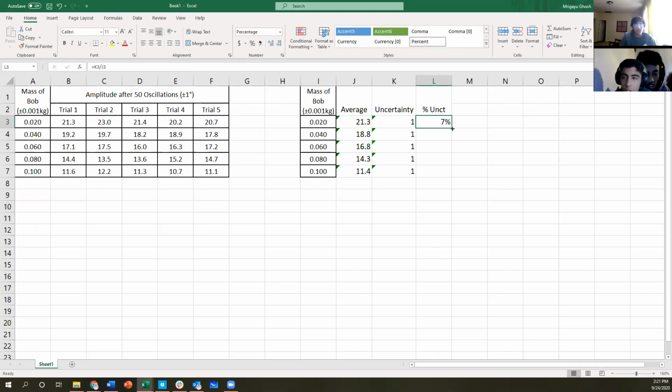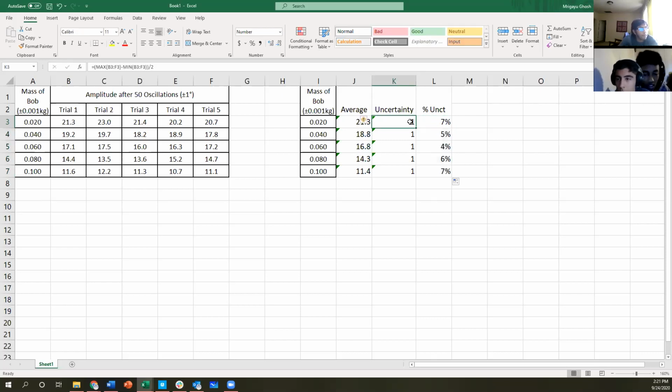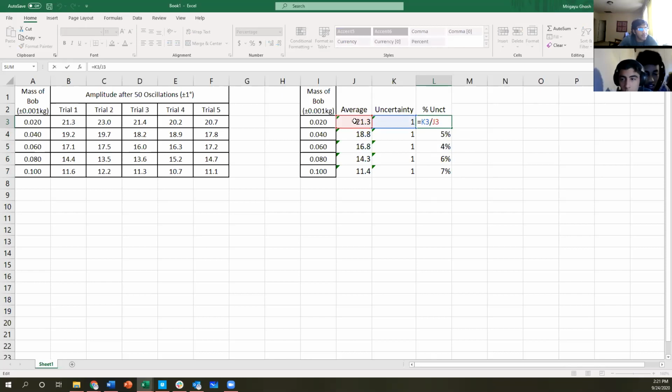Can you do that again? Yes. So equals uncertainty over average. Hit enter. Then click on that, and then format it as a percentage. And then use autofill to fill in the rest. This divided by this. 0.469. Wait, what? No. Use your uncertainty. So equals K3 divided by J3, yeah. And then just hit enter and then turn that into a percent.